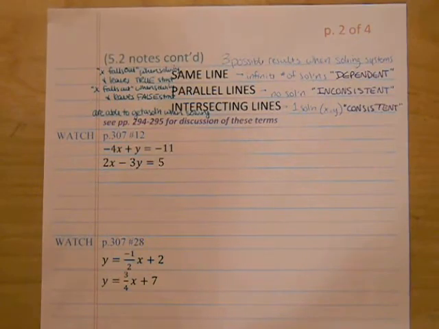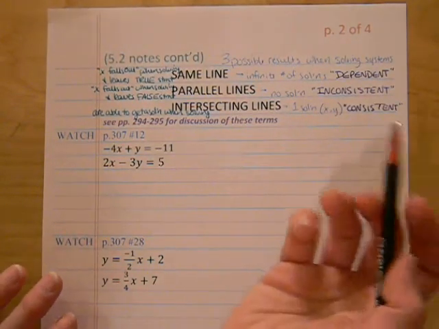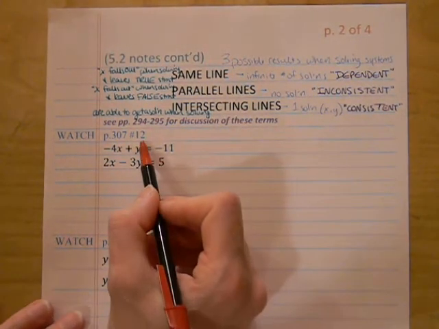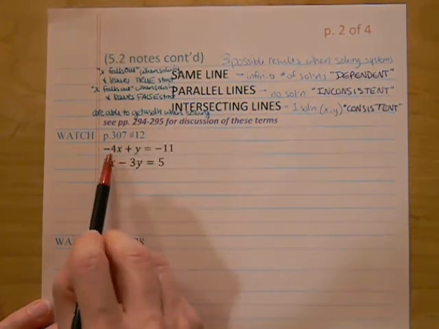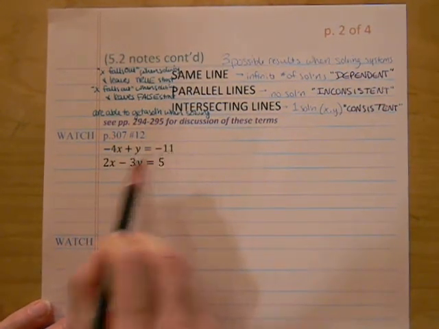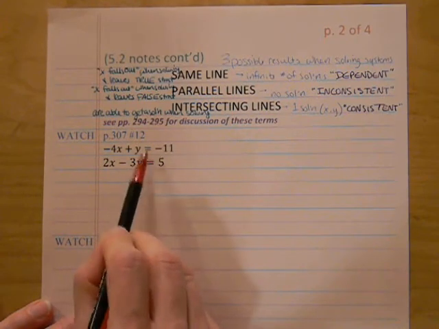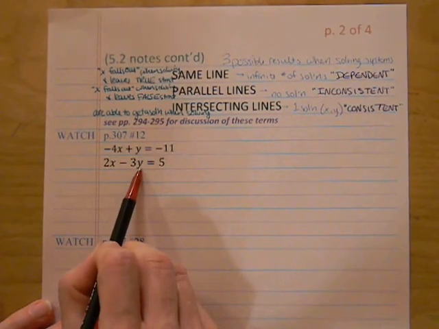for your problem sets. And let's look at one of those examples. Number 12 on page 307. Here's our system. Negative 4x plus y equals negative 11. 2x minus 3y equals 5. Both equations in standard form.